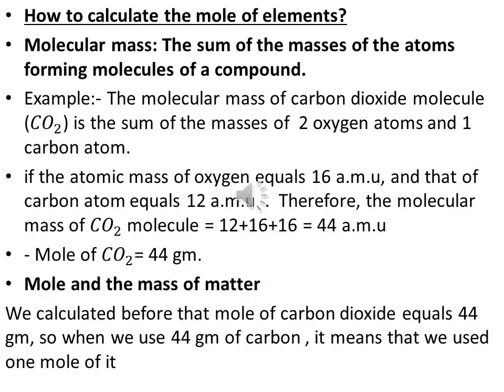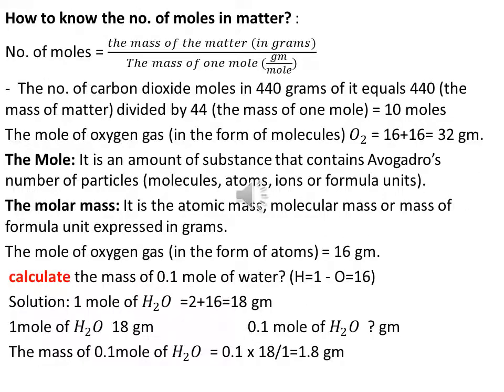Mole and the mass of matter we calculated before. The mole of carbon dioxide equals 44 gram. So when we use 44 gram of carbon dioxide, it means that we used 1 mole of it. How to know the number of moles in any matter? The number of moles equals the mass of the matter divided by the mass of 1 mole.